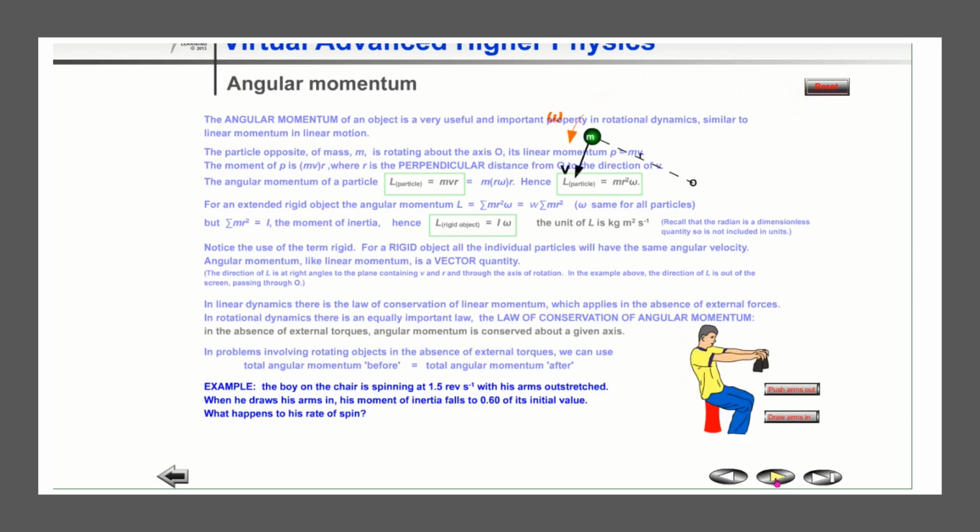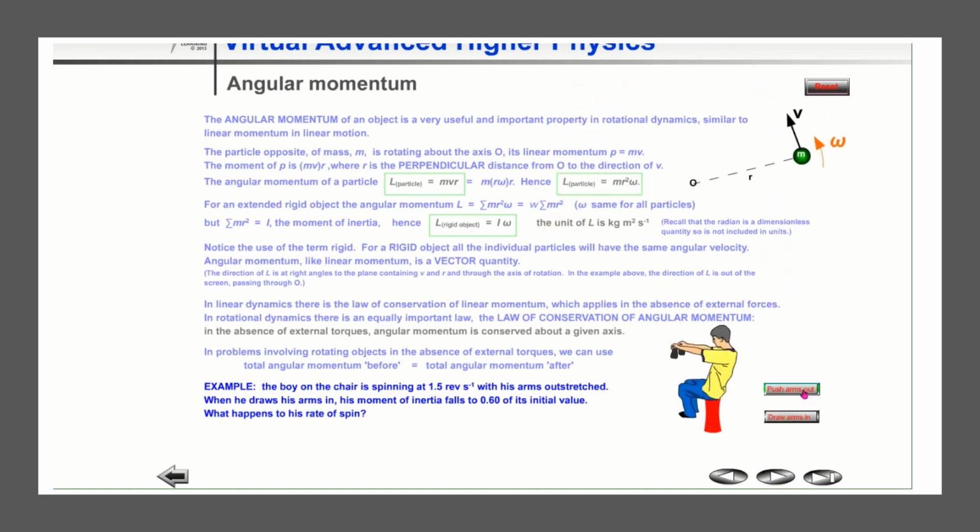Here we've got a boy swinging on a chair. He's swinging at 1.5 revolutions per second with his arms outstretched. When he draws his arms in, his moment of inertia falls to 0.6 of its initial value. What's going to happen to his rate of spin? Pause the video and discuss that now.